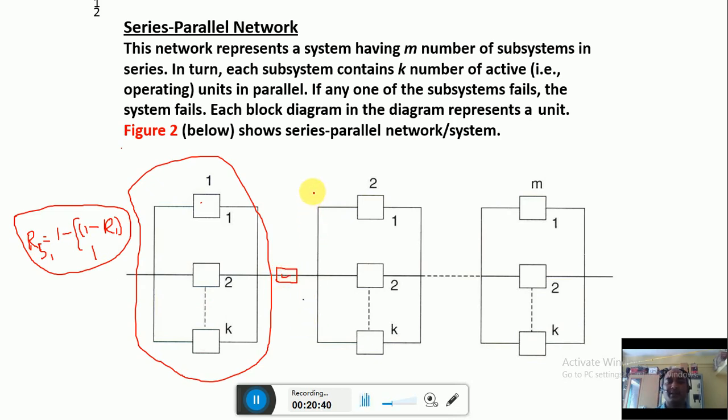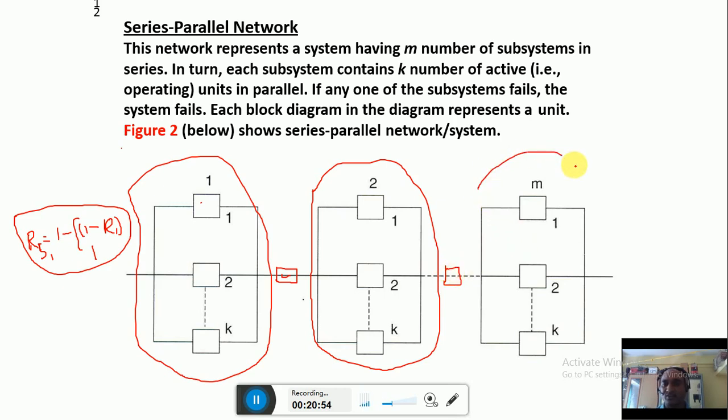In the same way, for the second part, you can also calculate the subsystem reliability. Then this will be replaced by a single box, which will have a certain value. Again, this can also be reduced to a single value by calculating the subsystem reliability. So at the end we'll have only these three boxes, and these three boxes are in series. Once you have these three in series, simply multiply the reliability of this into the reliability of this into the reliability of this. You will get the system reliability. So this is the way we calculate the system reliability.